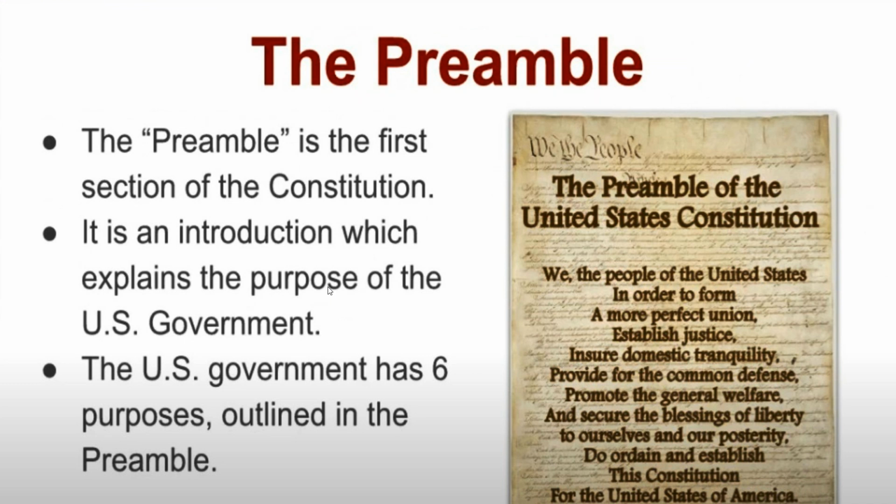Now, within the Constitution, there are three separate and distinct parts. The very beginning is called the preamble. The preamble is just a fancy word for introduction, and it is the first part of that Constitution whose purpose is to explain the purpose of the U.S. government. The preamble explains why we have a government, and there are six purposes which are explicitly outlined in that preamble.